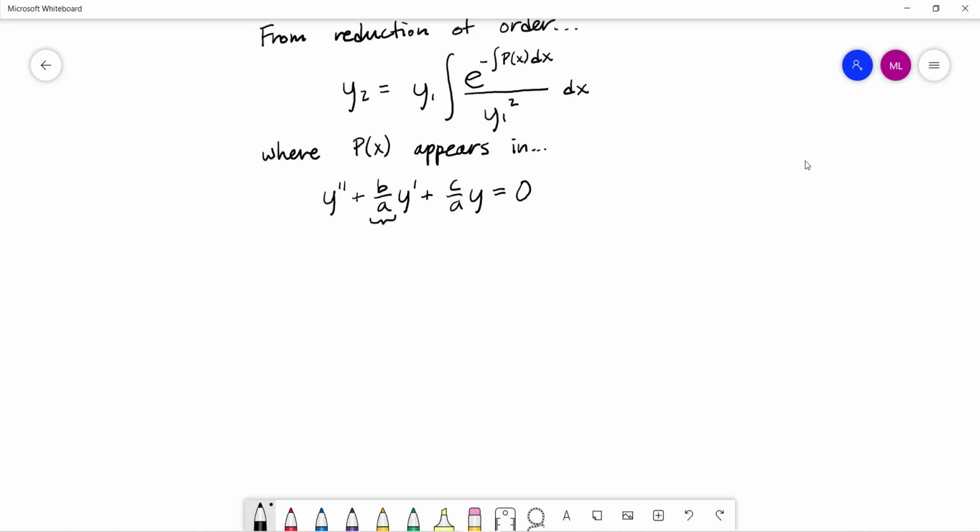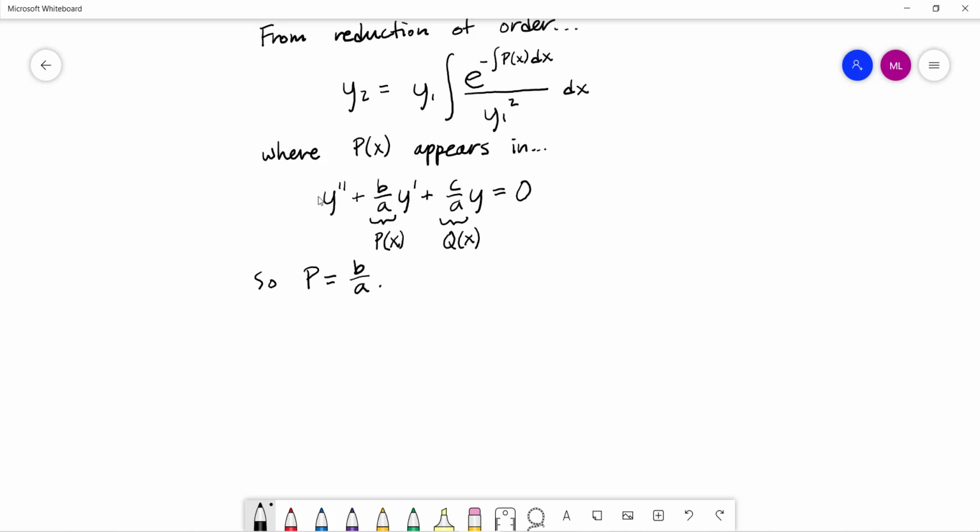This term right here is what we normally think of as p of x, but in this case, I don't even need the of x because I know it's going to be a constant because both b and a themselves are individually constants. And this is what we were calling before q of x, but again, now it's just going to be a constant. So this is the idea. The p of x in this formula is the coefficient of the y prime term after we've divided through to make the leading coefficient a 1. So in this case, p is not a p of x, it's just a constant, and it's b over a.